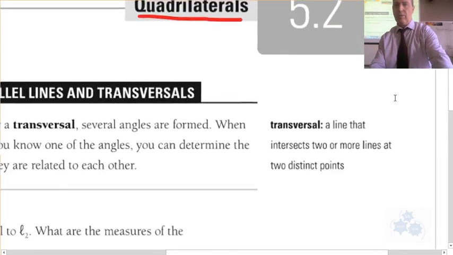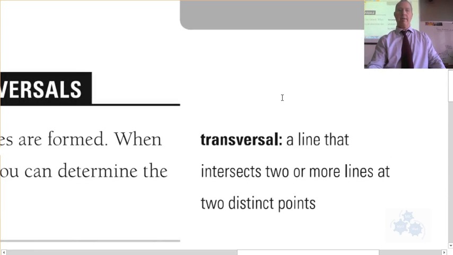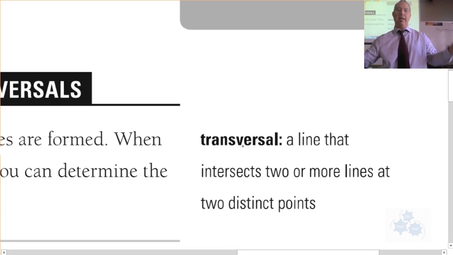So I'm just going to zoom in here, transversal. You want to write that down in your notes, okay? A transversal: a line that intersects two or more lines at two distinct points. And I did mention parallel lines. Most of the lines we're going to be talking about will be parallel, but it's basically a line that crosses two or more other lines, okay?